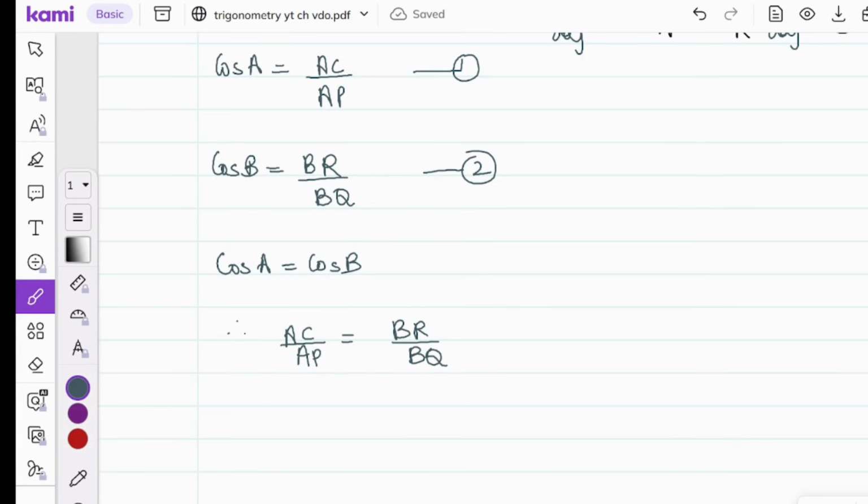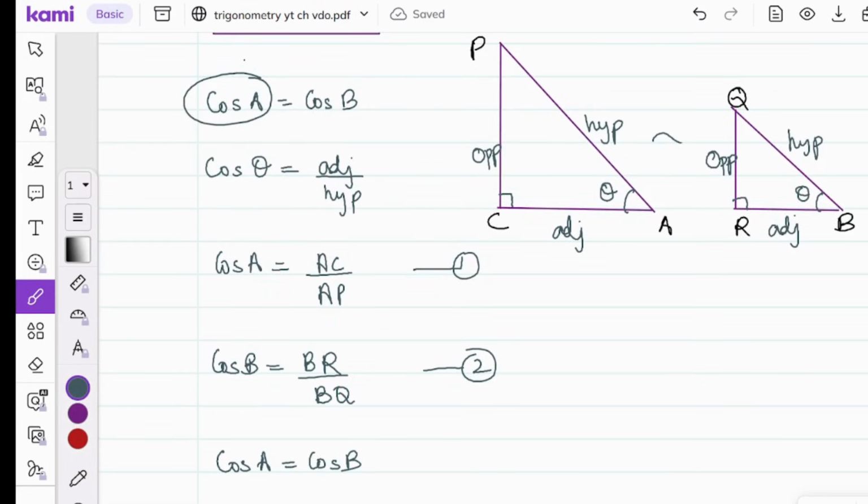Now, I need to show that angle A equal to angle B. If I want to show that angle A equal to angle B, what I have to do here, I have to prove these two triangles are similar triangles. In the triangles chapter, we have learned that we can prove two triangles are similar either by AA criteria or by AAA criteria or by SSS criteria, right?